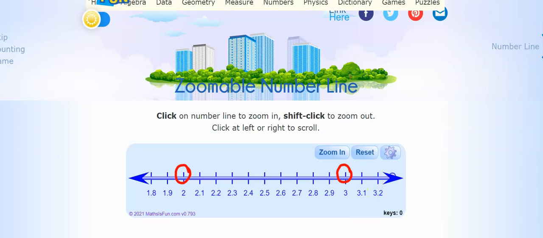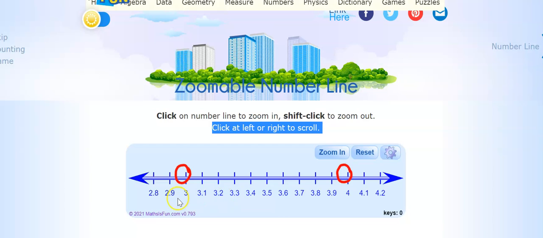Now, could we do the same thing if we move down the number line? So this time, if we started at 3, we could count to 4. You ready? 3. 3 and 1/10, 3 and 2/10, 3 and 3/10, 3 and 4/10, 3 and 5/10, 3 and 6/10, 3 and 7/10, 3 and 8/10, 3 and 9/10, 4. Great job, boys and girls, helping me count by tenths.